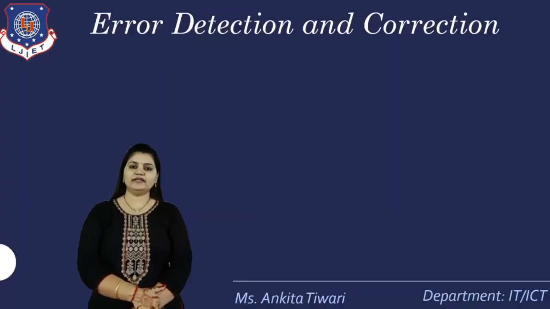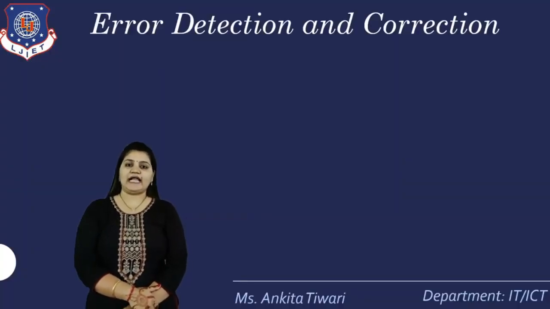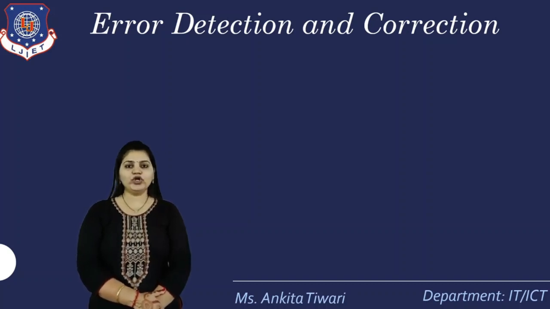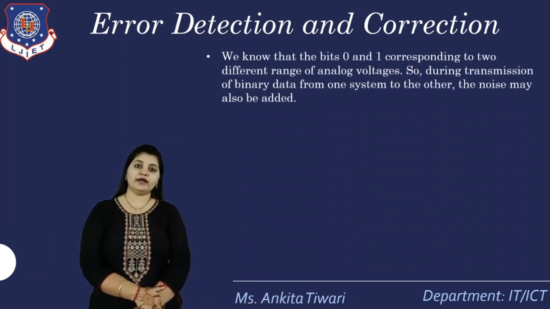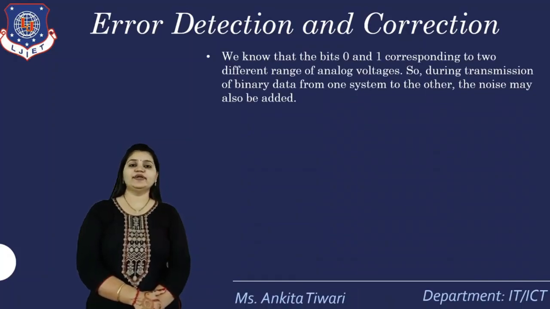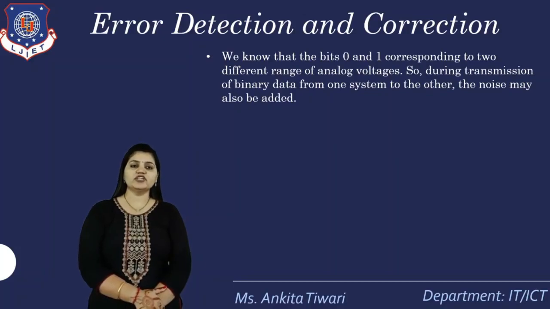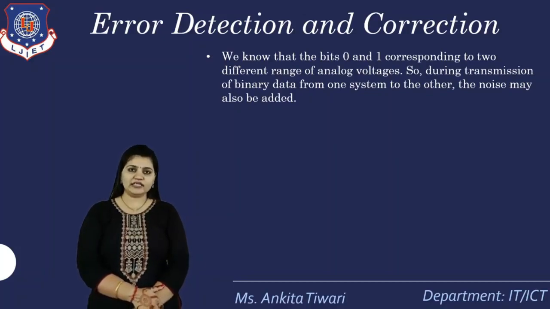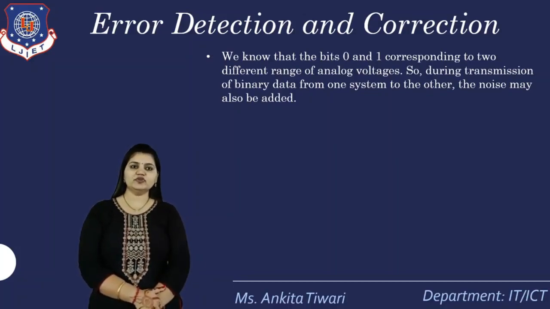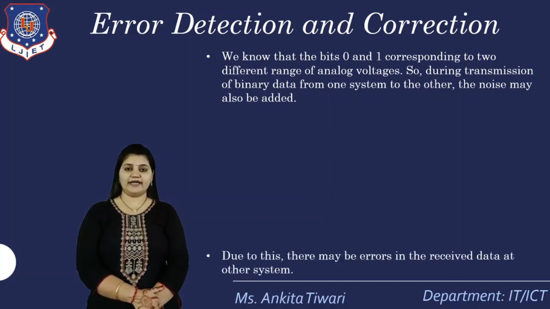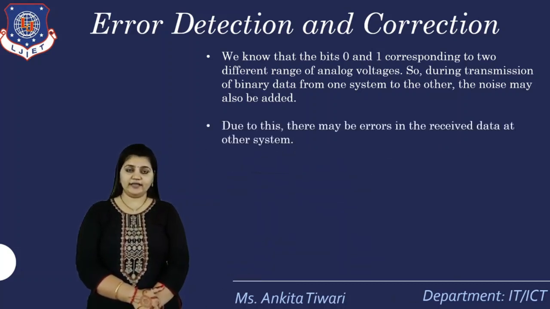Now with respect to that, we'll start with the session, and in this session we'll start with the topic error detection and correction. Now what do you mean by error and what do you mean by correction? So here we know that the bits 0 and 1 correspond to two different ranges of analog voltages. So during transmission of binary data from one system to another, noise may also be added. Due to this, there may be errors in the received data at the other system, because we do not know whether noise is included or not.